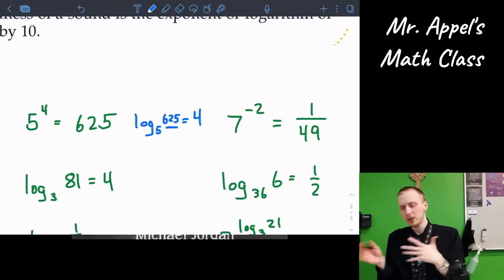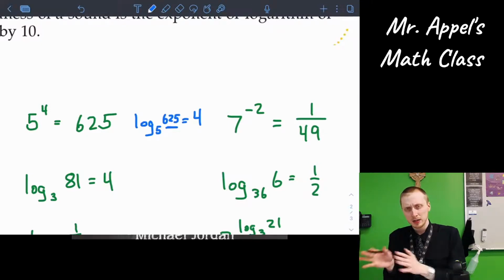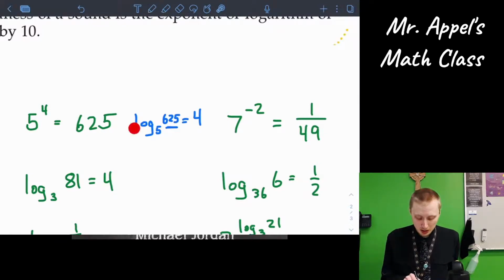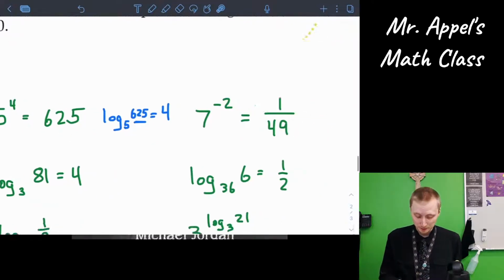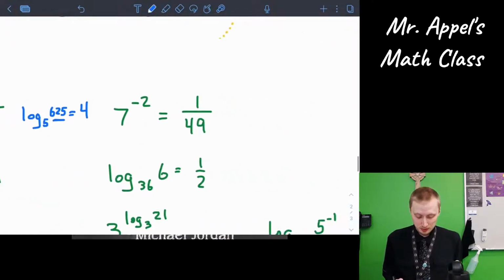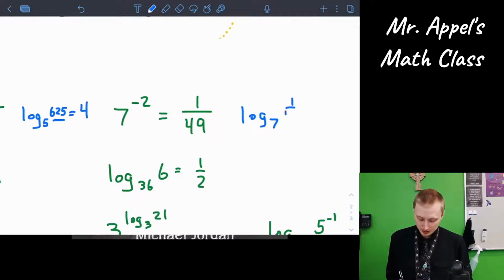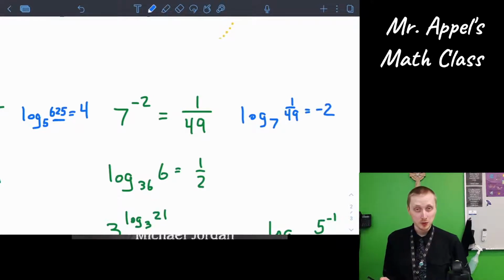If you ever wanted to know, what power of 5 is 625? You could ask your friend who has memorized the powers of 5, or you can ask log and say, hey log, old buddy, old pal, log base 5 of 625 is what? It's 4. 5 to the 4 is 625. You can go back and forth there. Okay? Negative exponents don't make a difference. Log base 7 of the answer, the 1 over 49, equals the exponent negative 2.